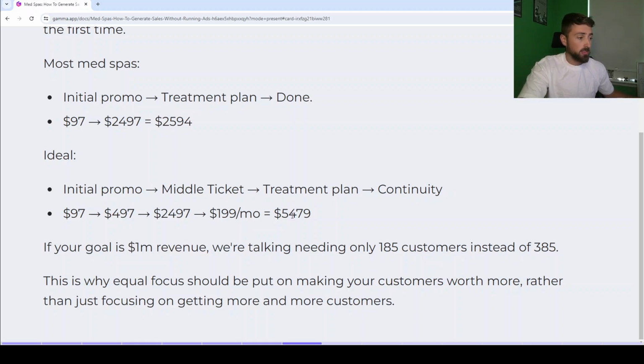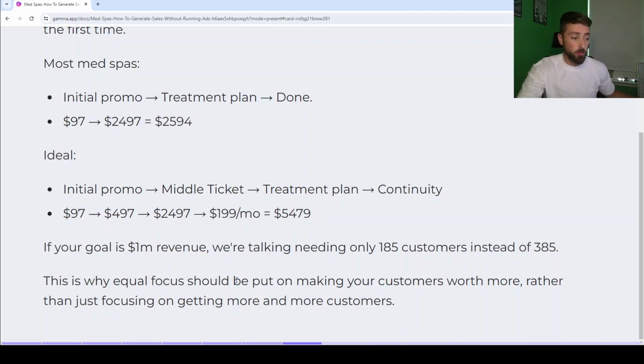But let's just say as an example here, your goal is $1 million in revenue in a single year. We're talking in this scenario where you're making $5,479 from a customer in any given year. We're talking only needing 185 customers as compared to needing 385 customers in this scenario where you are going from initial promo directly to treatment plan. And so not only is this an easier hill to climb because you're making it easier for people to move on to the next item, but you're also in the long run collecting more revenue if you can just be patient and kind of allow people to go through that process.